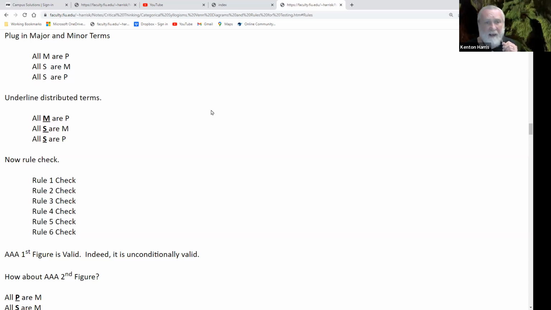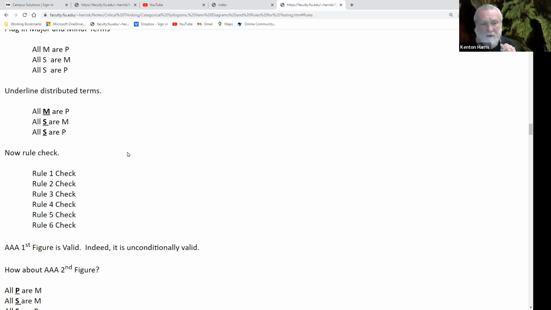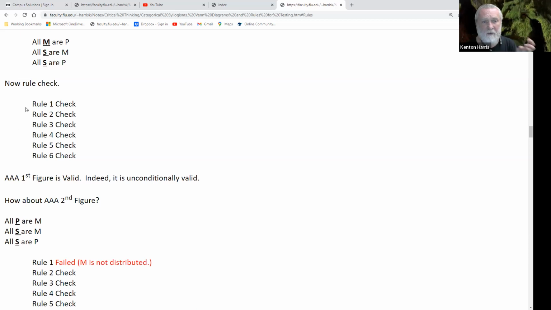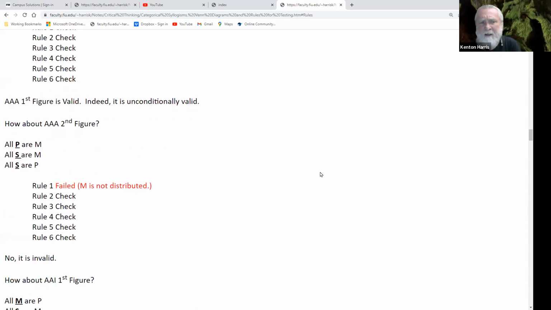Now I distribute anything that is distributed. In an A claim, the subject is distributed. The minor premise is an A claim, the subject is distributed. The conclusion is an A claim, the subject is distributed. And now I check for my rules. Does it violate rule 1? Nope. Does it violate rule 2? Nope. Neither 3, nor 4, nor 5, nor 6. AAA first figure is valid. Indeed, it is unconditionally valid. As we learned long ago, this is Barbara, and Barbara is valid every time we meet Barbara.